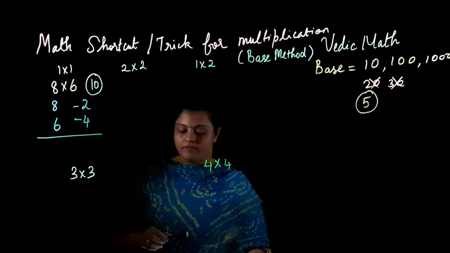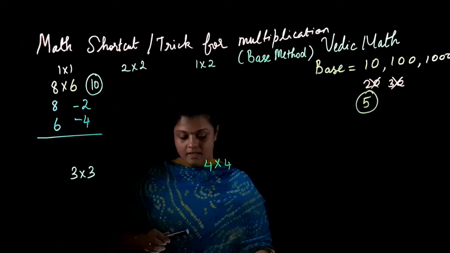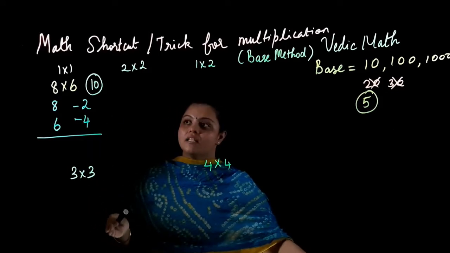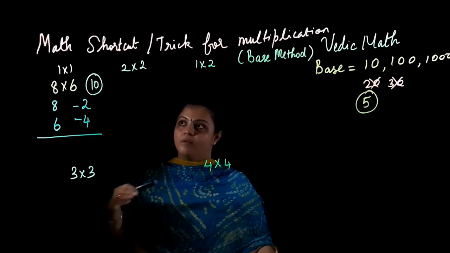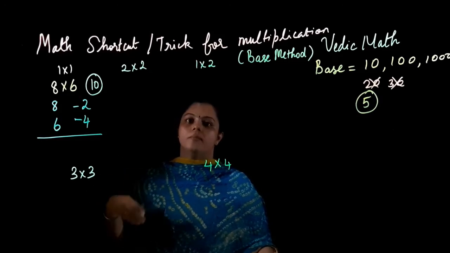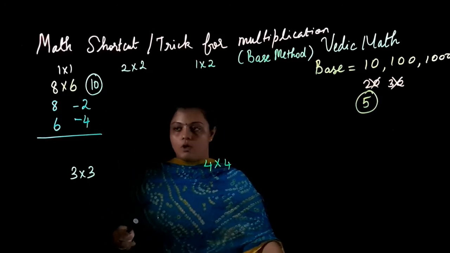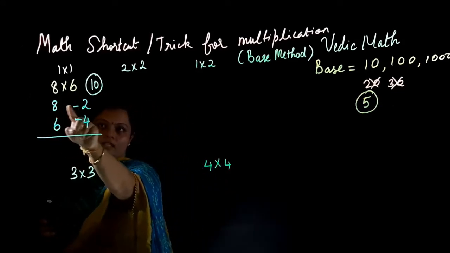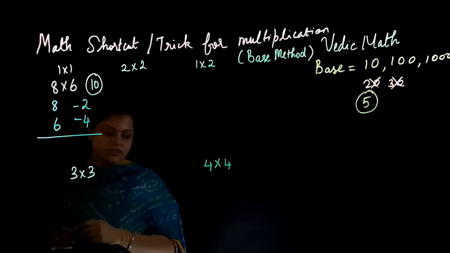Because I am finding the difference. You have to find the difference. It would be minus if the number is less than the base, and plus if the number is greater than the base. For example, if you have 12 and 13, it would be in terms of plus. So I am writing the numbers 8 and 6 as such here, and I am writing the difference correspondingly next to each of these numbers.